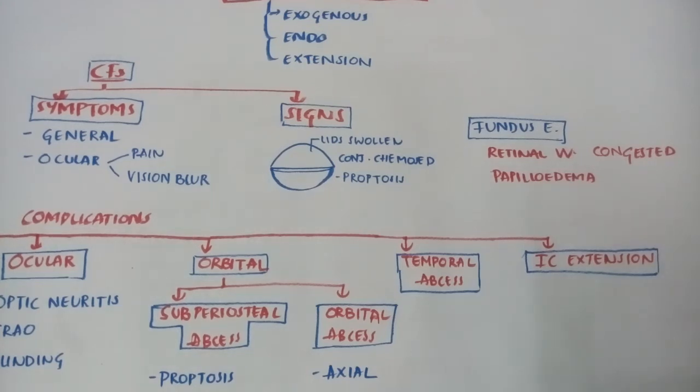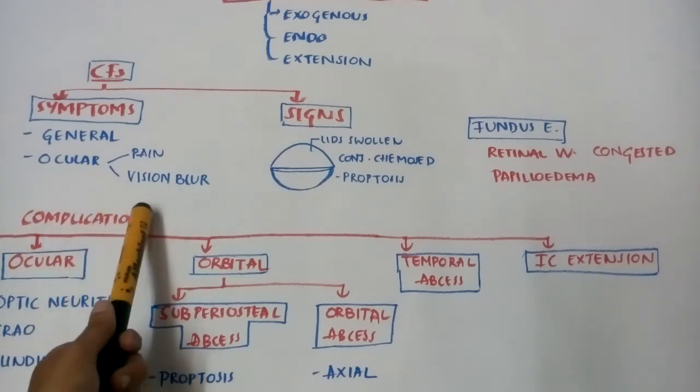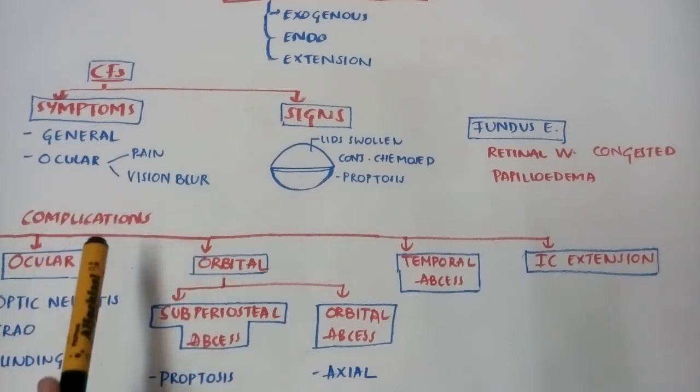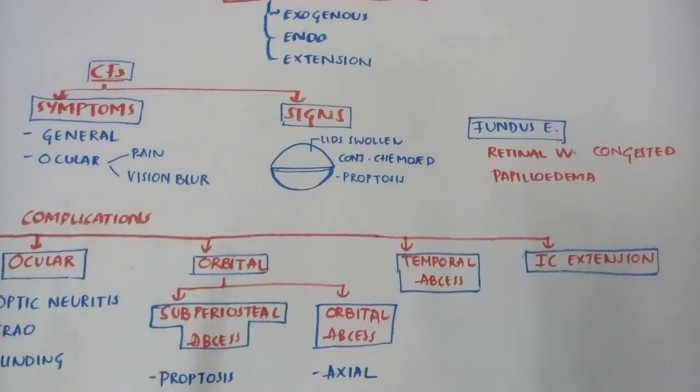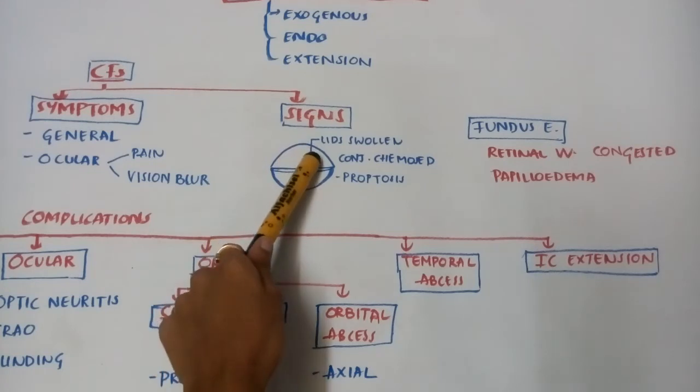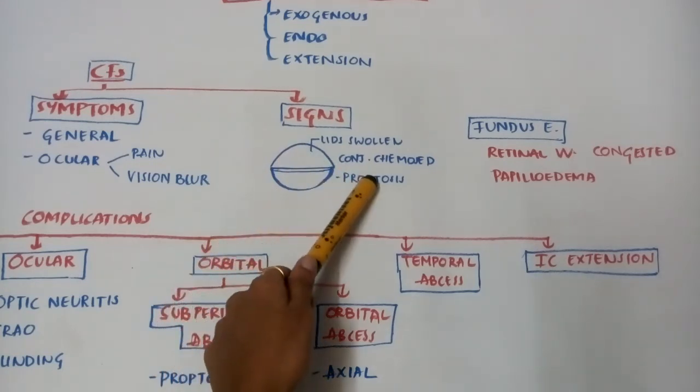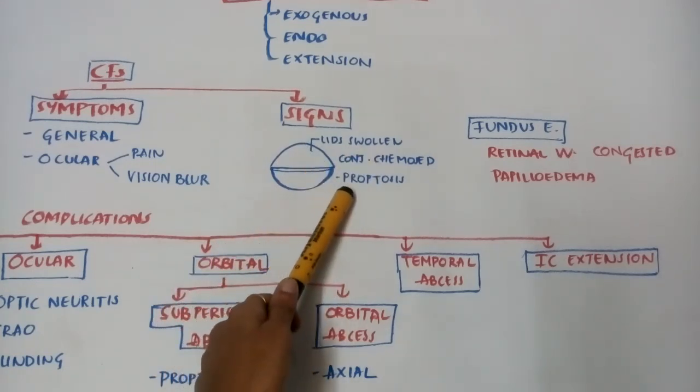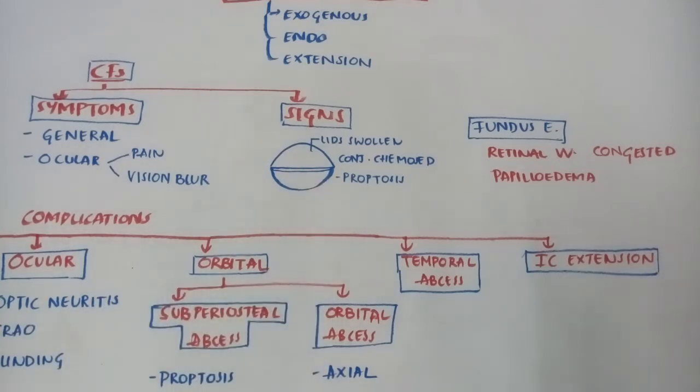Coming to the clinical features, the symptoms are general and of ocular type. General symptoms are like fever, nausea, vomiting. Ocular symptoms are severe pain and swelling and blurring of the vision or diplopia. And the signs are lids are swollen, conjunctiva is chemosed, and there is marked proptosis. As a result of this proptosis, the ocular movements are also restricted.